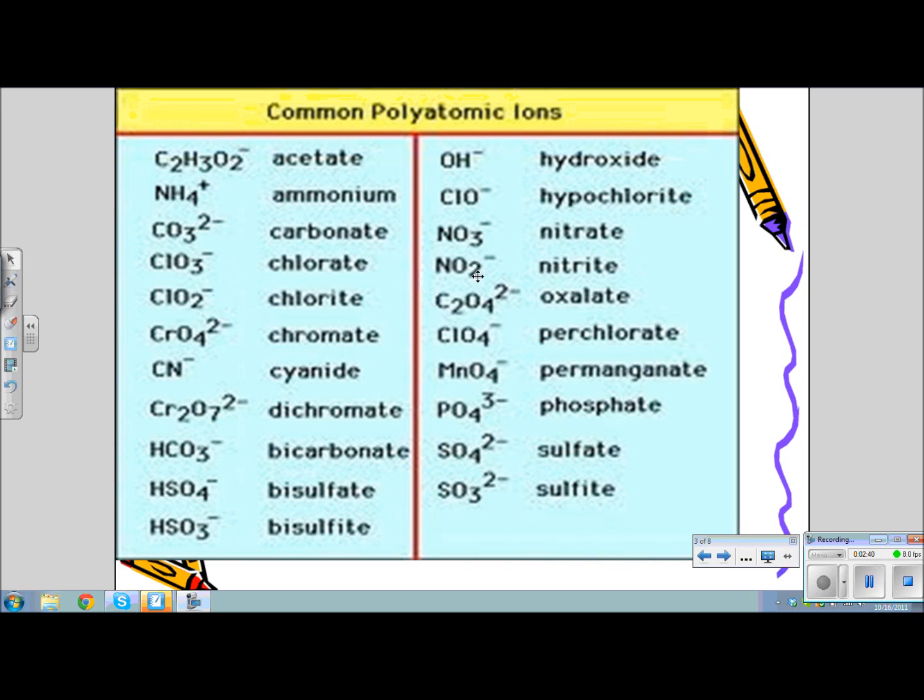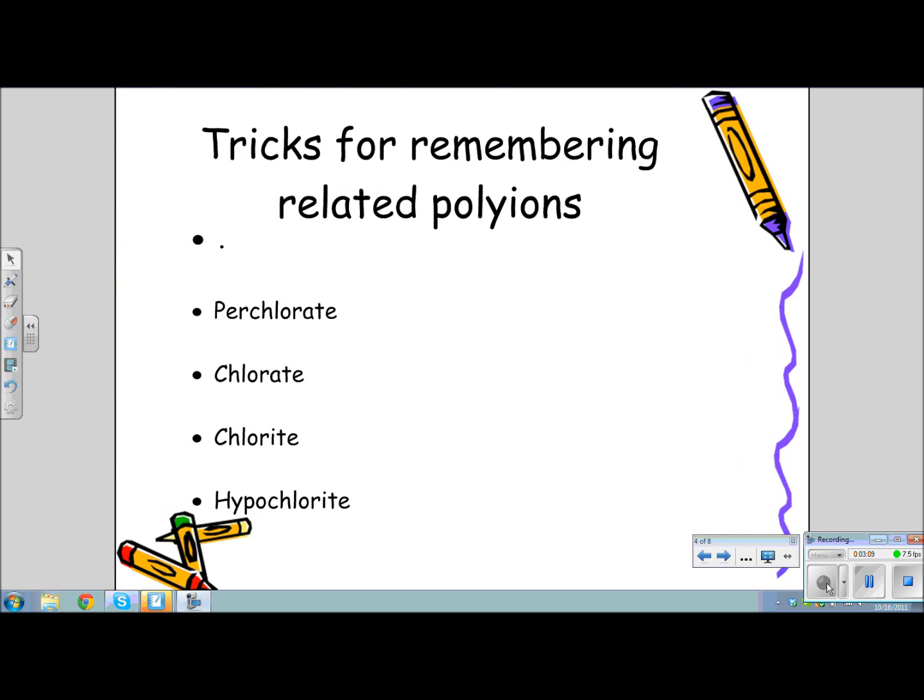If you look at another example, here's nitrate. Nitrate has 3 oxygens. Nitrite is the light version, and it has only 2. Later on, I'm going to show you other examples. These are tricks that you can use to memorize them. These are 3 ions that are related.